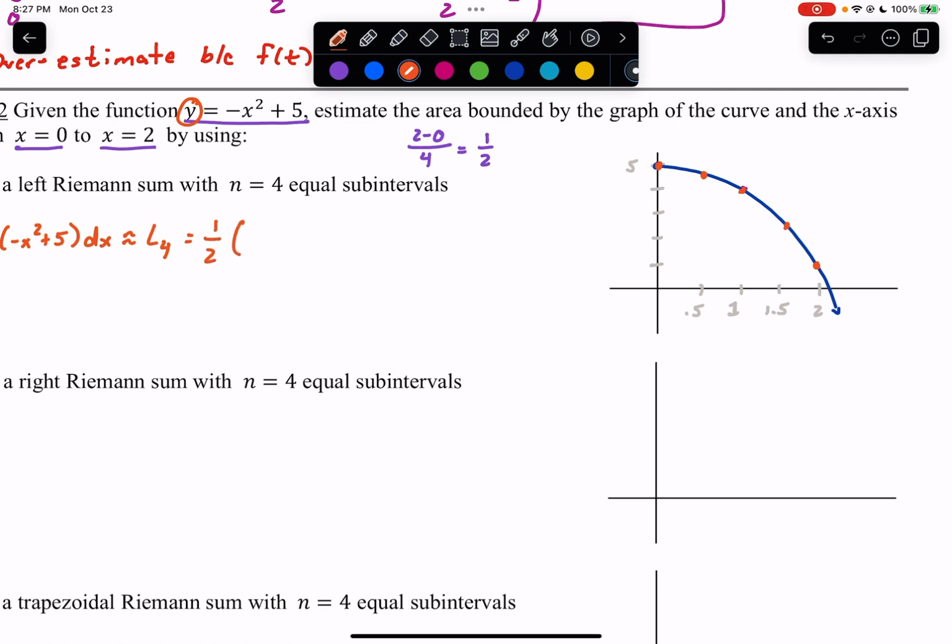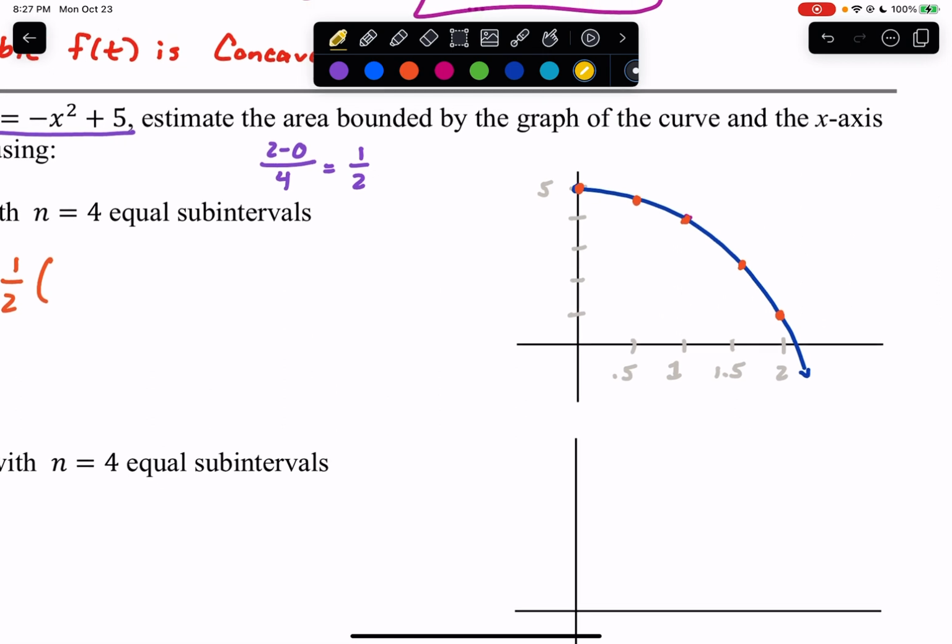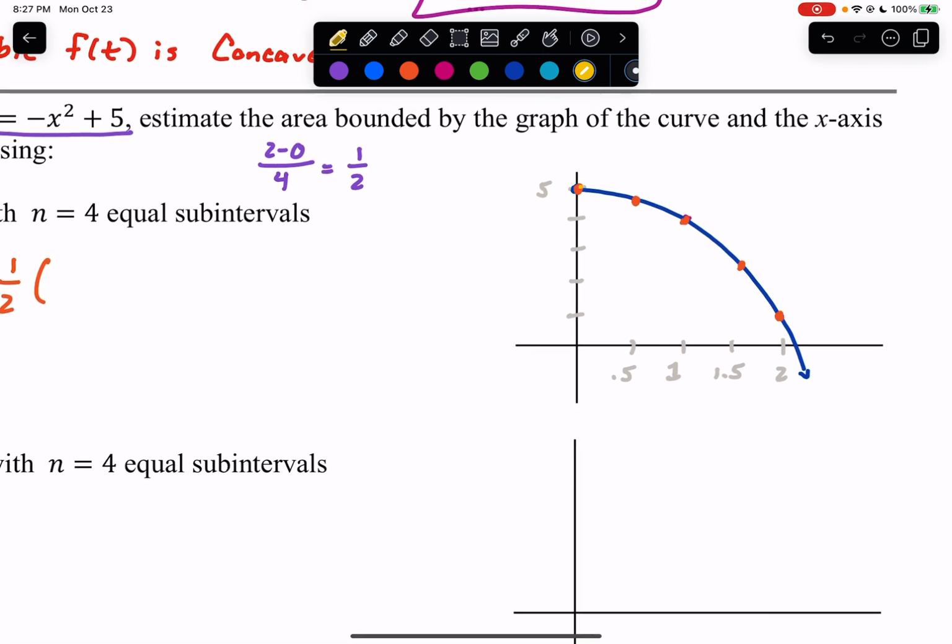And then I need the height on the left side. So I'm still going to go ahead and draw this for you, even though this isn't necessary. The left side is going to be here. So there's that first rectangle. And I want the left side of each rectangle to be touching the function. That's really what we mean by a left Riemann sum. We're supposed to be making 4 of these. So those are my 4.